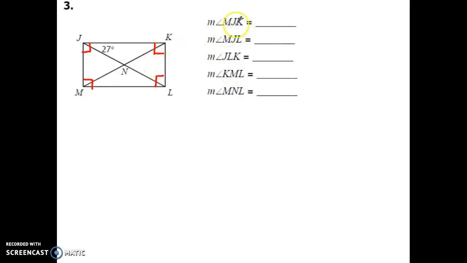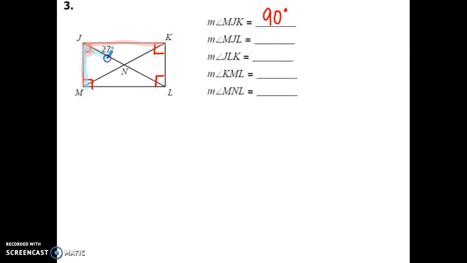So my first question asks me for MJK. We are talking about this entire angle right here. That, of course, is 90 degrees, as we have found out today. Next up, we are looking for MJL.